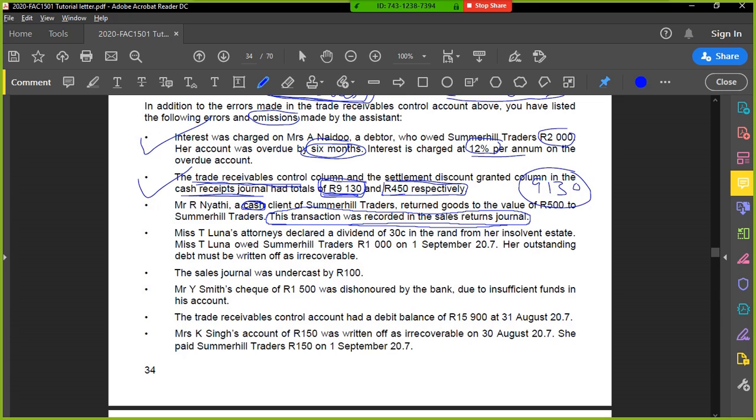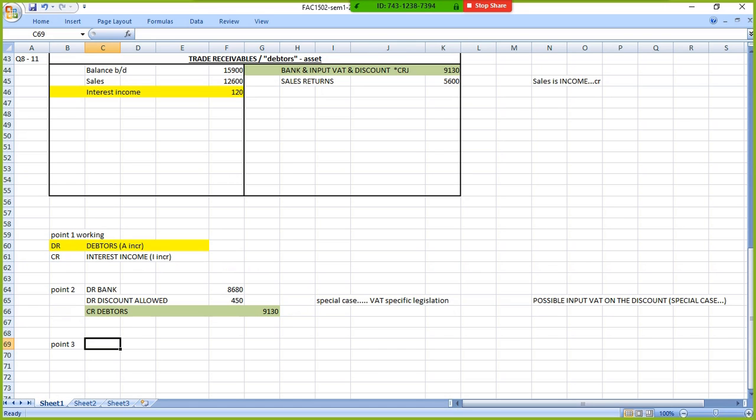That's a mistake, because sales returns you only do for credit. Sales returns is specifically for debtors, correct? A cash return would affect the bank, not the debtors. So there is a mistake here. What must we do? We need to take out the return from the sales return. Does that make sense? Okay, 500 needs to come out of the return.